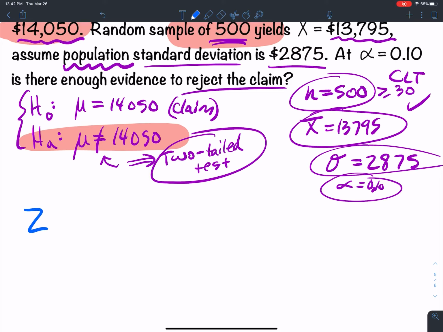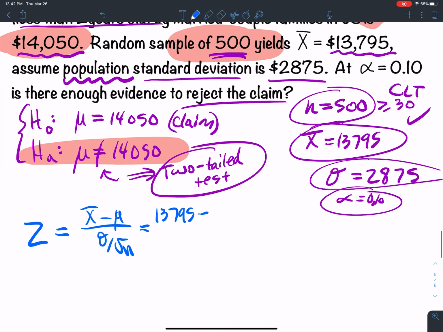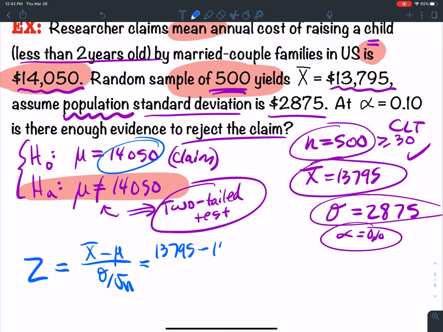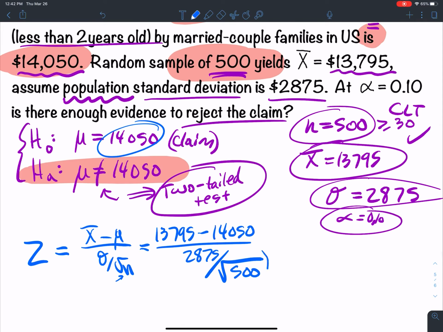The standardized test statistic is x bar minus mu over sigma divided by the square root of n. This is 13,795 minus, I'm sorry, not 500. What's mu? Mu here, the claim, is 14,050, over sigma 2875 divided by the square root of n. n is 500. Type this all in your calculator, put parentheses and divide.